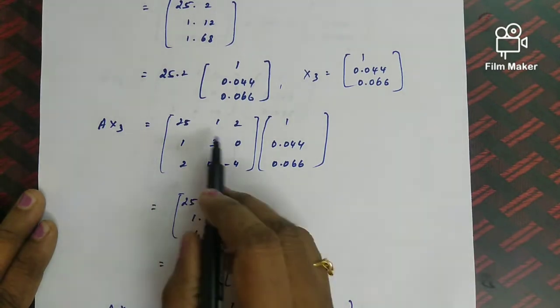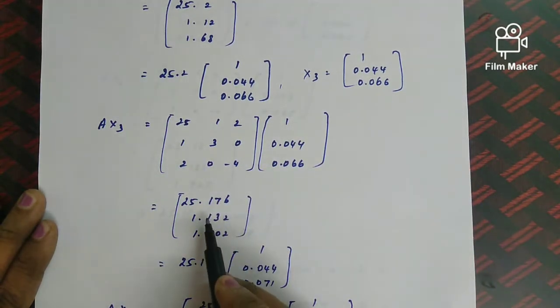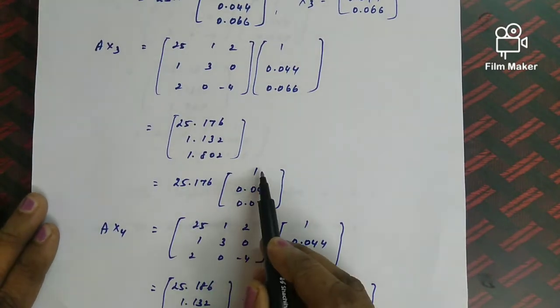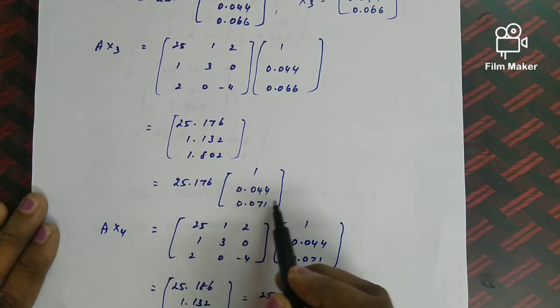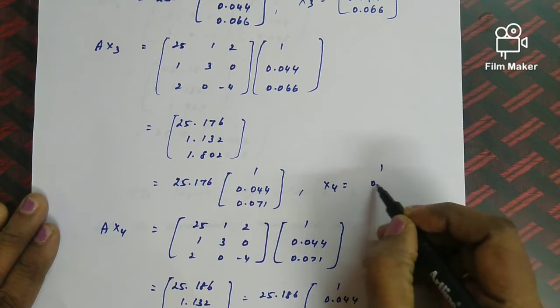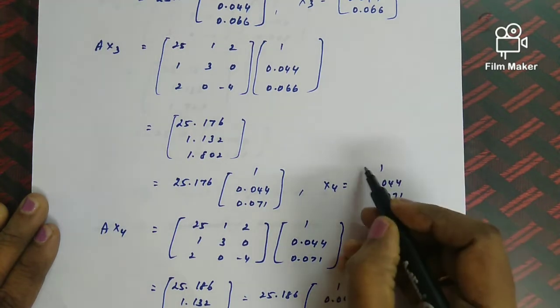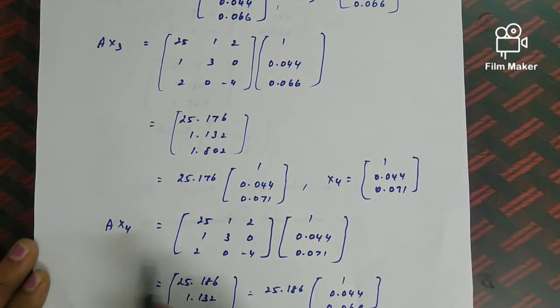Ax3 equals A matrix into x3, you can get this one. So here 25.176 you can take outside, and you get the values 1, 0.044, 0.071. This is our x4, where x4 equals 1, 0.044, 0.071. So with this x4 we have to form Ax4.